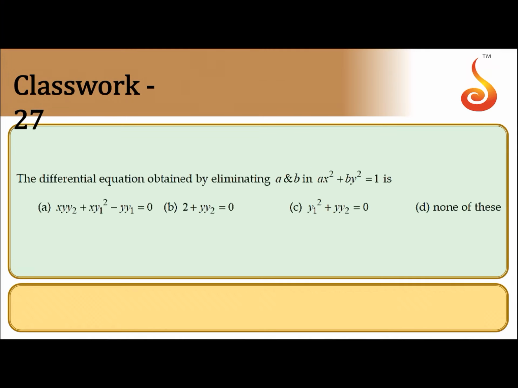Coming to the second one, the differential equation obtained by eliminating a, b from this equation. Let me take up ax square plus by square is equal to 1. Let me differentiate. As there are two parameters a, b to eliminate, we need to find the derivative twice. We need to differentiate it twice to eliminate a, b.